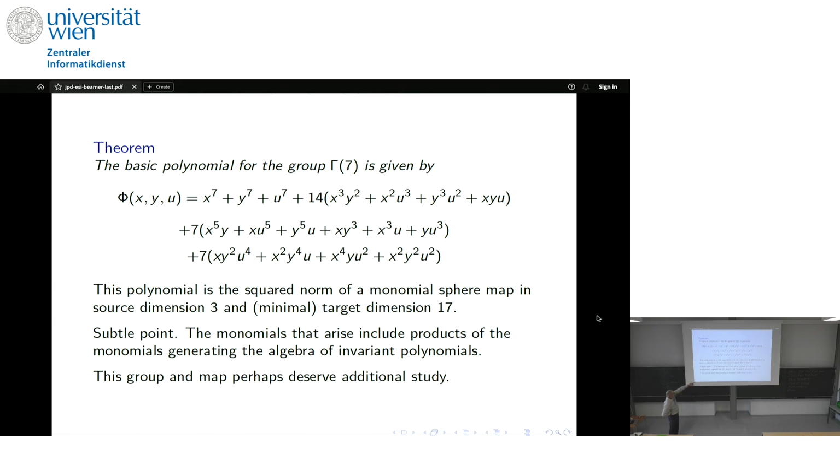Okay? So you notice, for example, x^4 y u^2 is x y u times x^3 u. Or x^2, whatever. Yeah, x^3 u. So the last 4 monomials have to be there to have a monomial sphere map or rational sphere map. They have to be included. But they're annoying because they're products of previous ones. So when you do operations on this map, you might get terms that merge together. So it becomes extremely difficult to calculate how many terms there are.